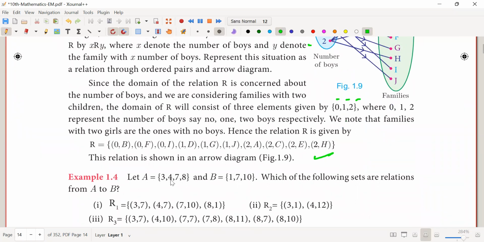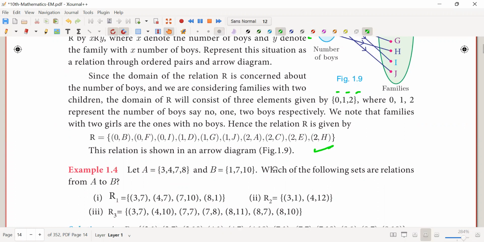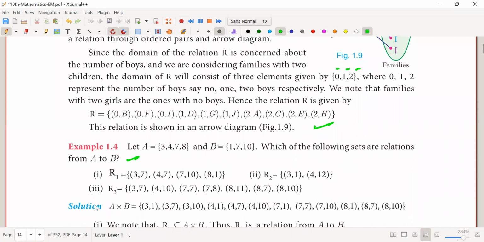Let A equal to {3, 4, 7, 8}. B equal to {1, 7, 10}. Which of the following sets are relations from A to B? Right? Relation from A to B. First, 3 to 7, 4 to 7, 7 to 10, 8 to 1. Okay. Then everything is getting mapped. This is a relation. Next, 3 to 1, 4 to 12. 12 is not here, so this one is not.